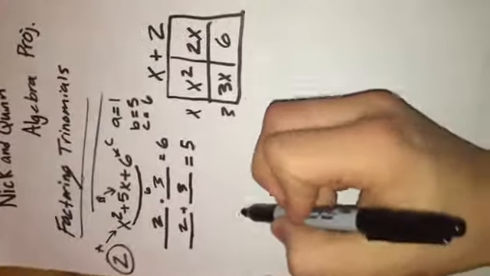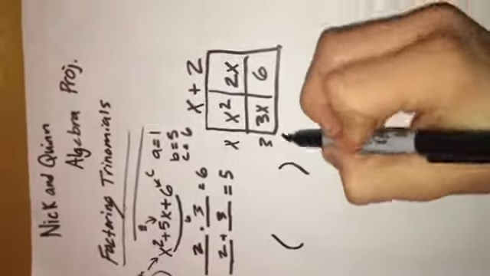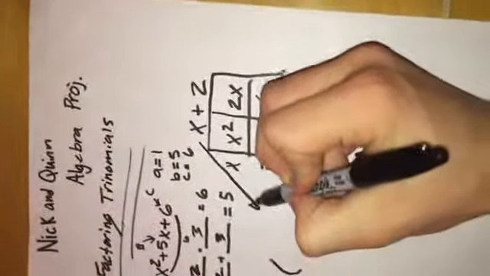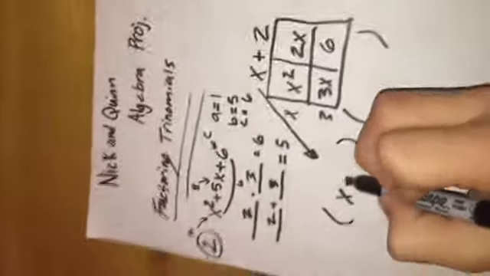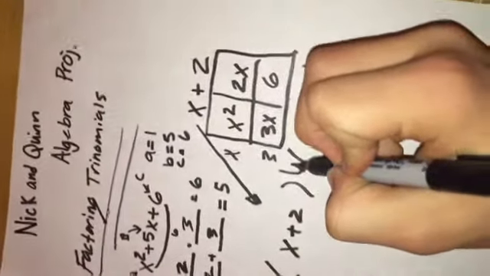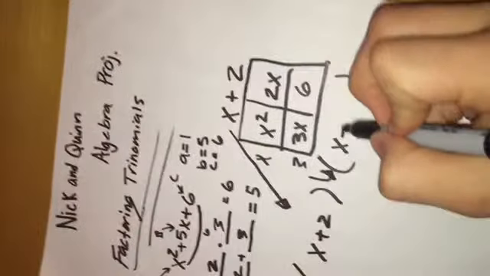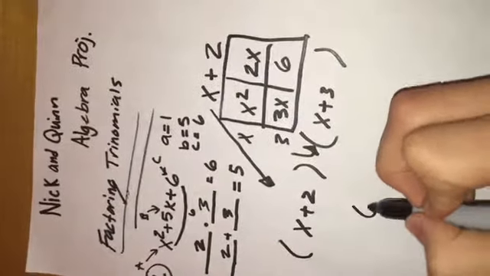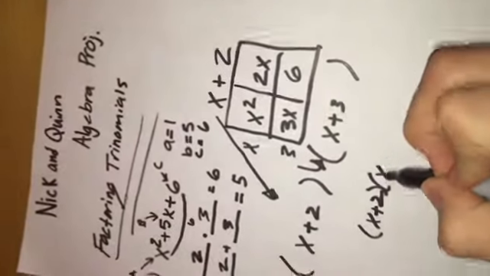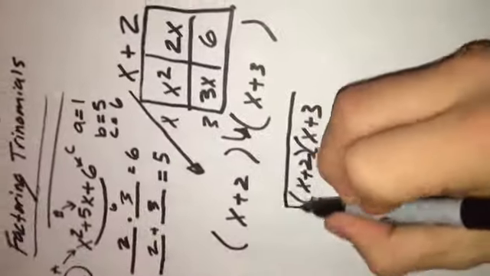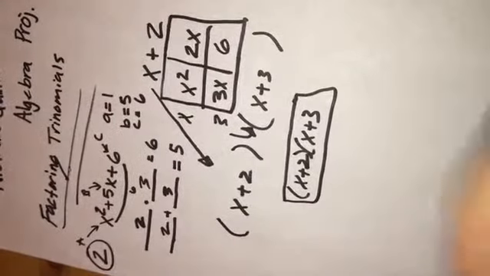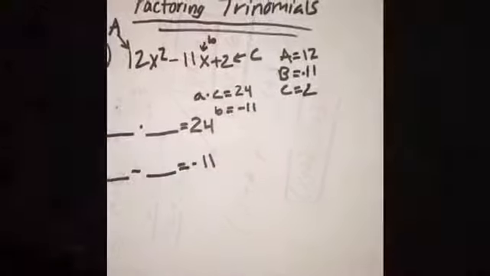So you'd set it up like this, and you get your top box, and go down here, and it'd be x plus 2. And then this would go right here, and this would be x plus 3. So your answer would be x plus 2, parentheses, x plus 3. And that is your answer when a trinomial a is 1. Example 2.